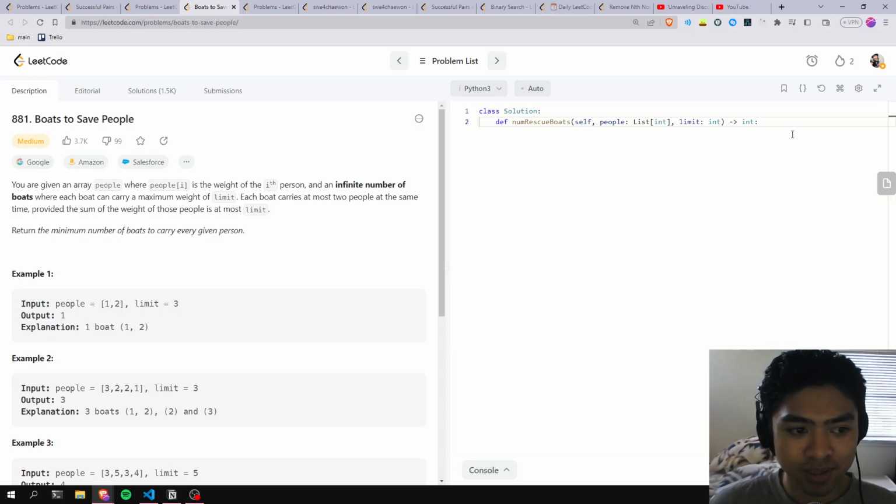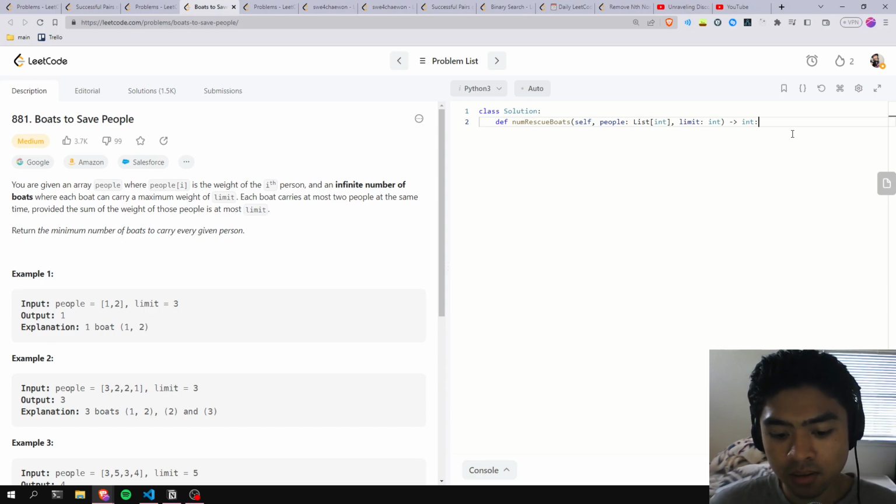So you are given an array named people, where people[i] is the weight of the ith person. Okay, that makes sense. And we're given an infinite number of boats as well, where each boat can carry a max weight of limit. Each boat carries at most two people at the same time, provided the sum of the weights of those people is at most limit. Return the minimum number of boats to carry every given person.